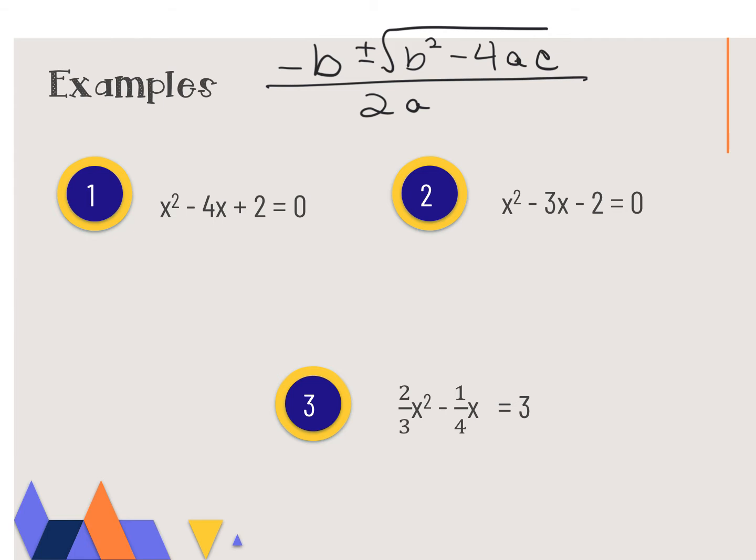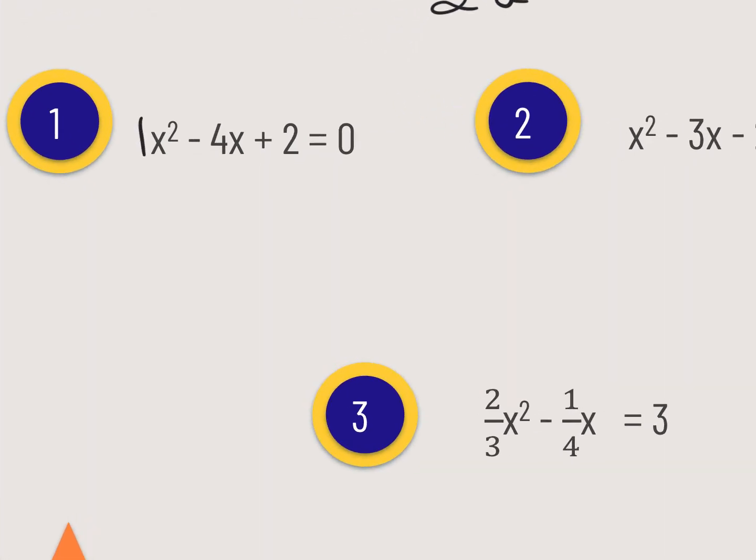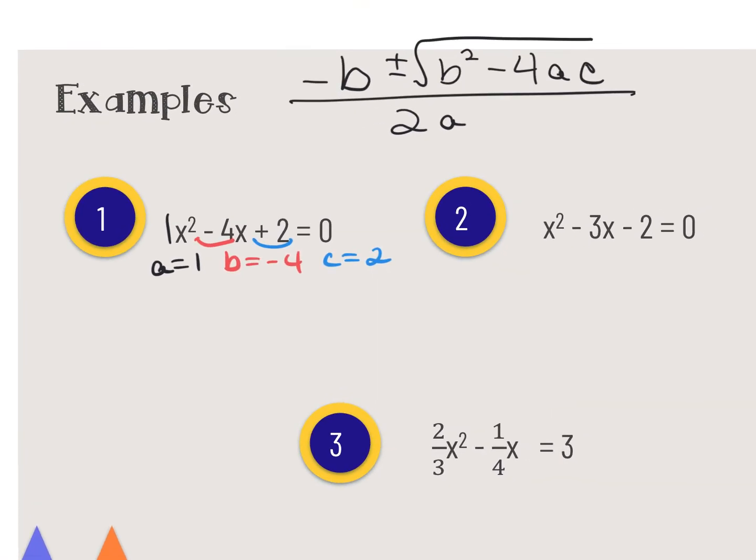That's all under the square root symbol, and then it's divided by 2 times a. So let's go ahead and figure out what a, b, and c are for number 1. So my a value is the number in front of x squared, and it equals 1. Now my b value is going to be, and I'm going to pull that sign with it, so my b value is actually negative 4. And then my c value is the constant, and that's just going to be positive 2. Now that I have a, b, and c, now I can plug it into the formula that I wrote at the top of the page.